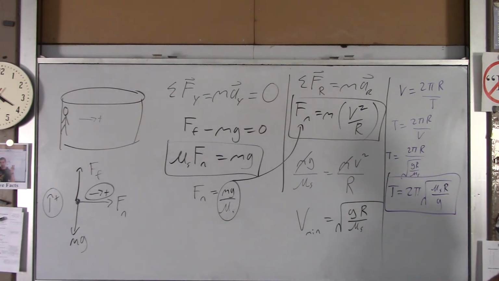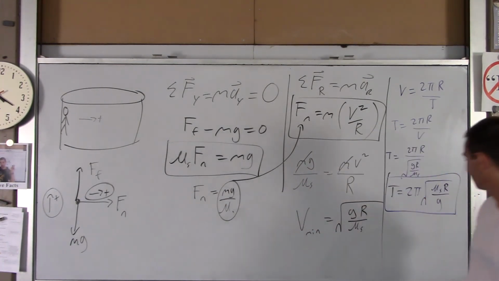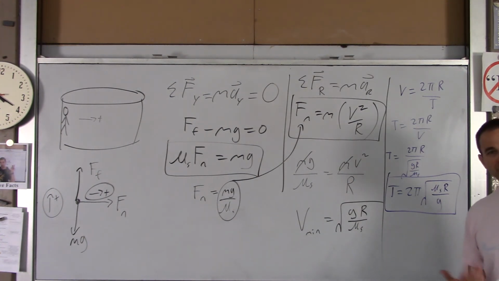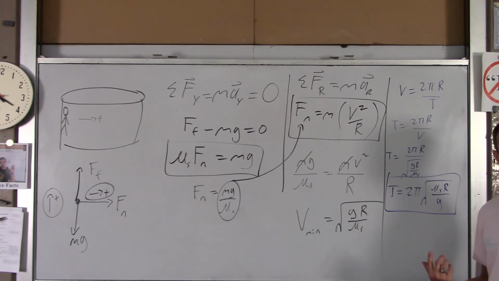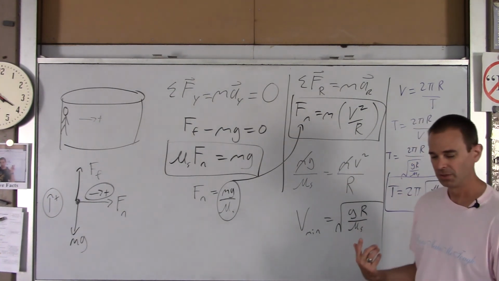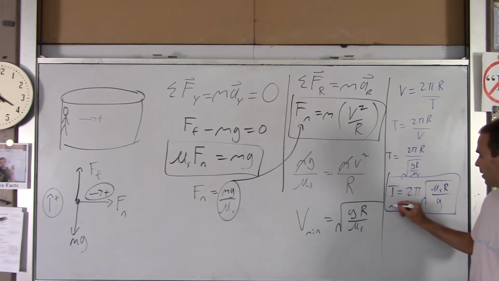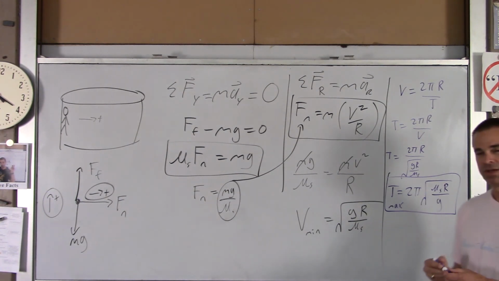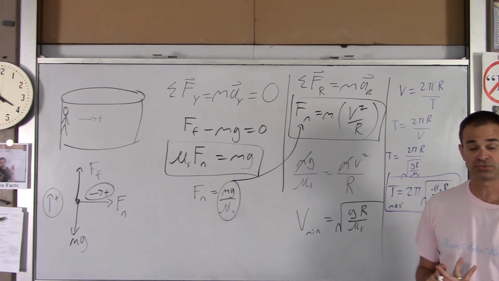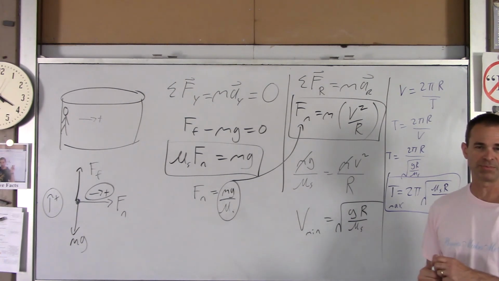Now, one last question. Is that the minimum or the maximum time to get around? Well, remember, if you go any slower, you're going to fall down. So this turns out this is actually the maximum time. You can take that long to get around or less. You can go faster than that, you just can't go slower. You can't take more time than that.